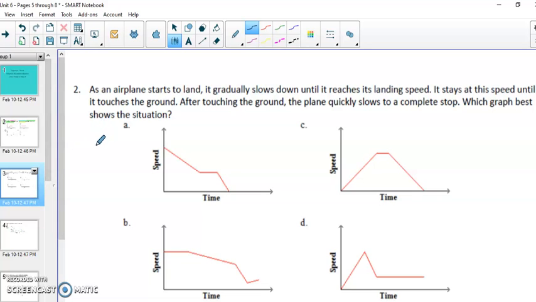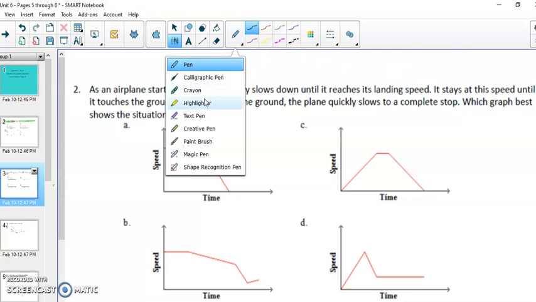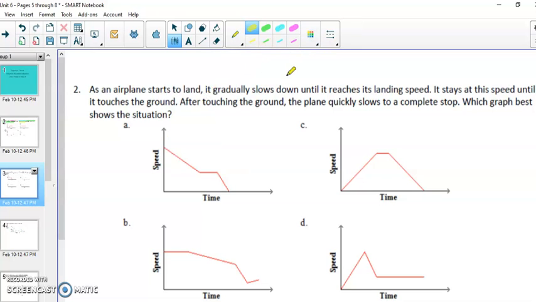Next one's about an airplane. I'll read it out loud first. As an airplane starts to land, it gradually slows down until it reaches its landing speed. It stays at this speed until it touches the ground, and after touching the ground, it quickly slows to a complete stop. You know, that's when the airplane hits on the brakes. Which graph represents this situation? So again, I'm going to underline the different parts, and that's going to help us see how many pieces of the graph we would need.